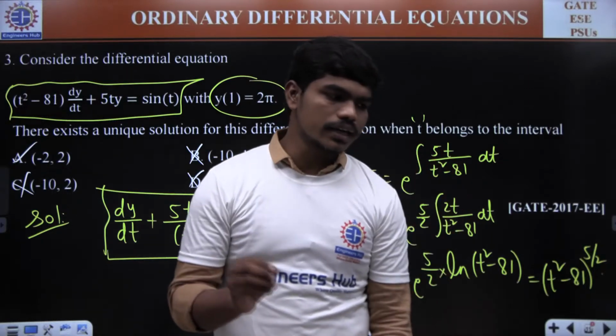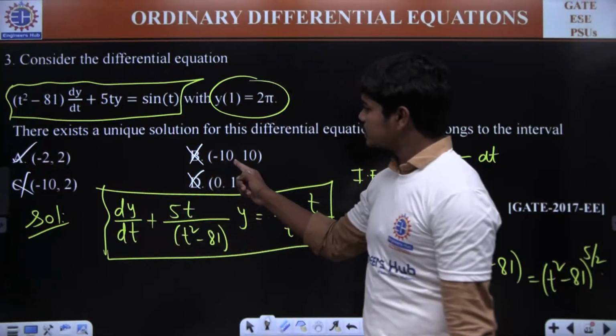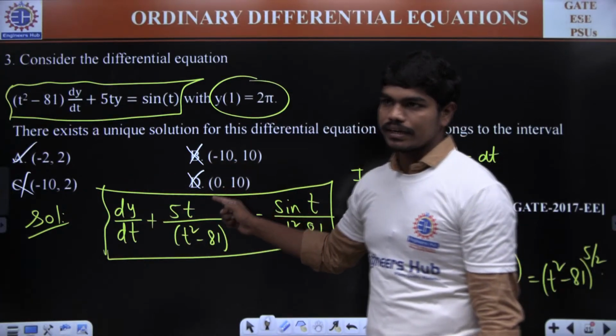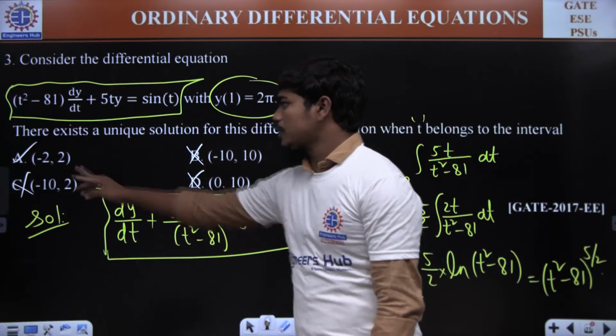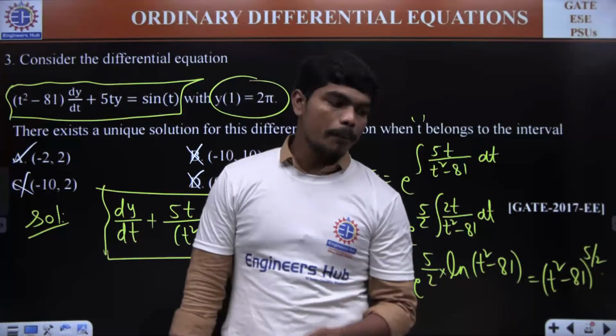So if you can understand that, then out of these three intervals, we have minus 9 here, minus 9 and plus 9 here, and plus 9 here. So we need to eliminate all these three options, and A is the correct option involving minus 2 to 2. I hope you understood this question.